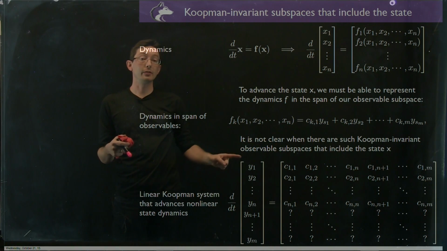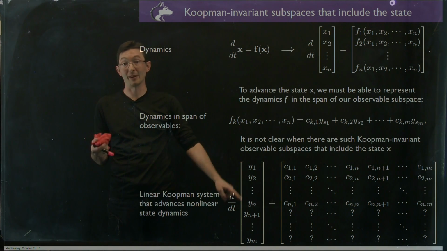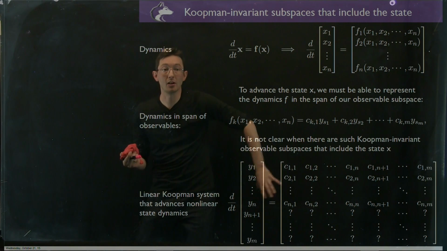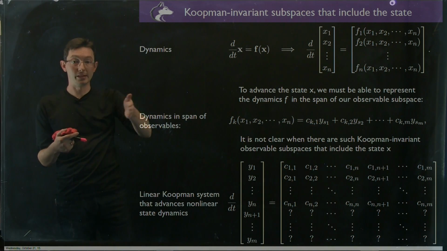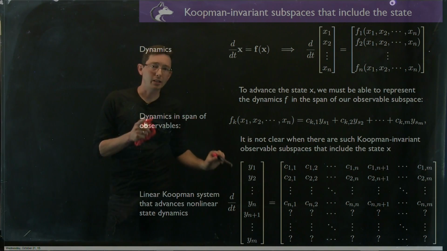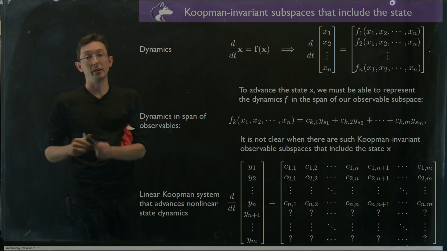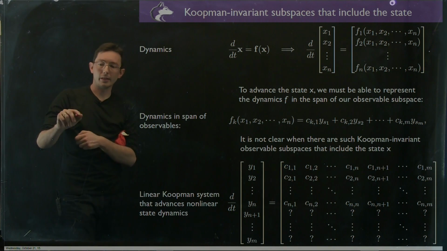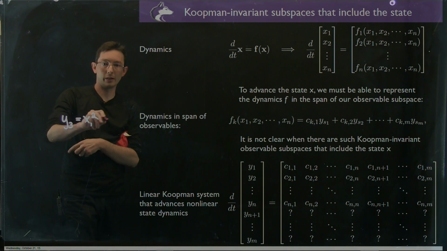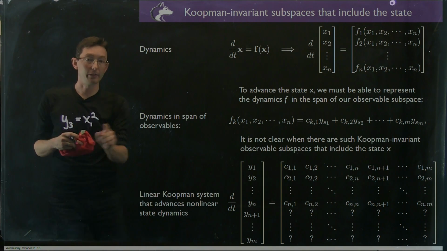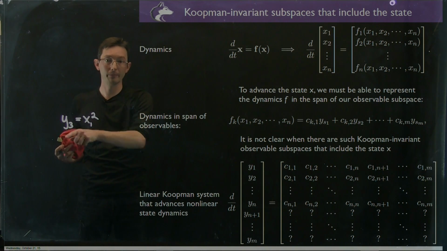Okay? So to be able to advance my state, the first n of these observable measurements are my state, I have to be able to represent my nonlinear dynamics in terms of these subspace directions. But it's unclear if I do that, can I then get closure on the remaining nonlinear observable functions? So remember in the example before, we had this y3 equals x1 squared. And we needed this nonlinear function to represent the right-hand side dynamics linearly in terms of this y3.